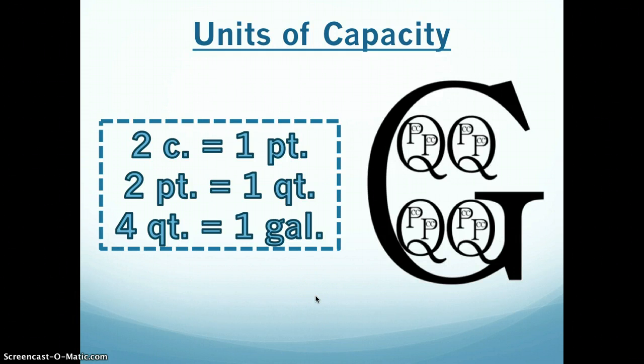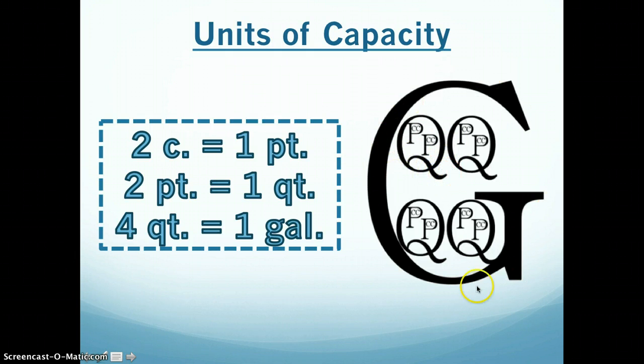Now, in your textbook, this is what is written down for you. 2 cups equals 1 pint, 2 pints equals 1 quart, 4 quarts equals 1 gallon. However, this little guy right here, this picture, is what you really need to have written down. The reason is because it has the same information. So if we're looking for how many quarts are in a gallon, this G represents a gallon. There are 1, 2, 3, 4 quarts in a gallon. If we're looking for how many pints are in 1 quart, you can see that there's 1, 2 letter P's in the letter Q, or a quart.